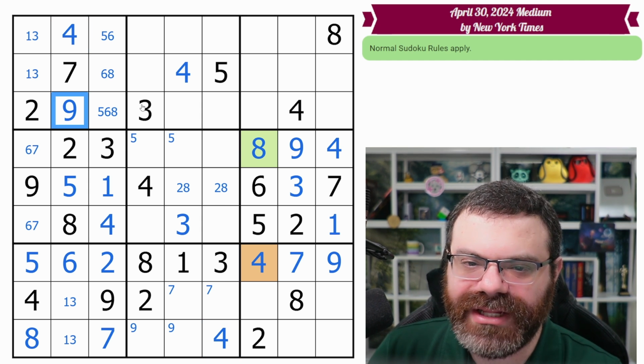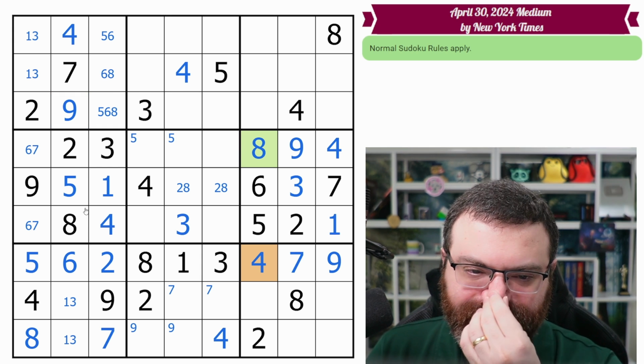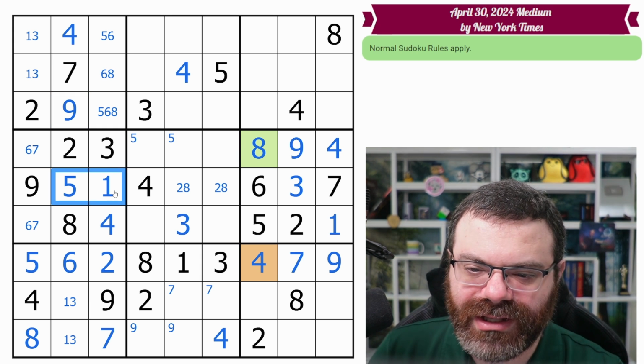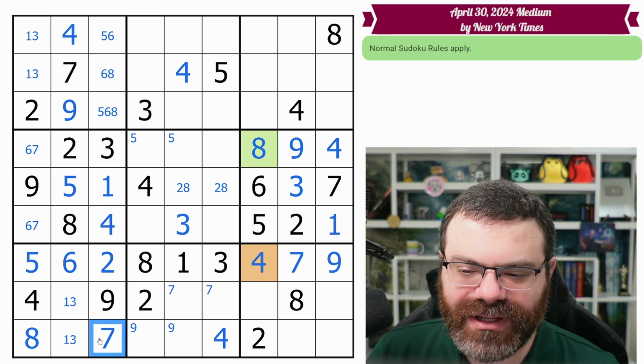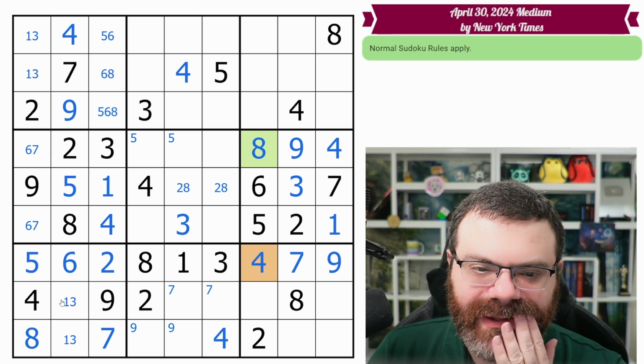I don't see any buddies for the 9 or anything like that. We placed this 5 and 1, I think. Placed this 4. Just thinking about what we placed recently. This 8 we definitely placed. 8s are done in the row.